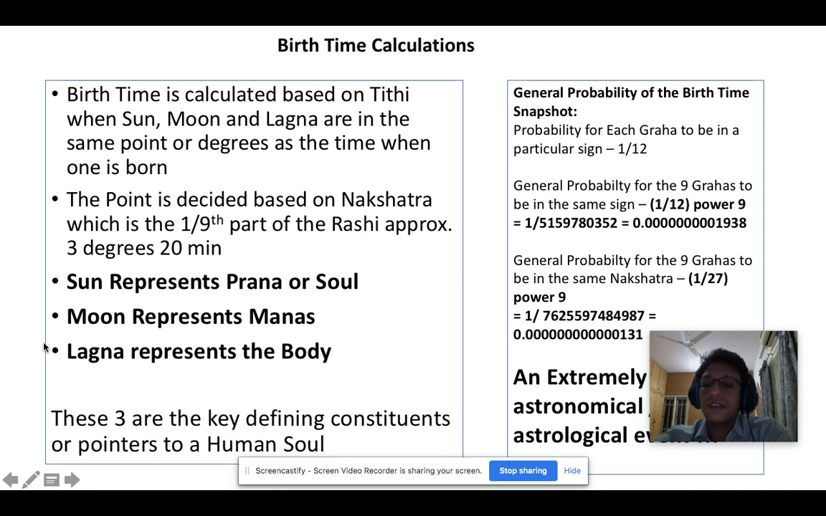And why these three? Again, the same question I just want to reiterate. Why not other planets? Yes, other planets are important. But these three are the three main representatives of the soul, the mind, and the body, without which we don't exist.